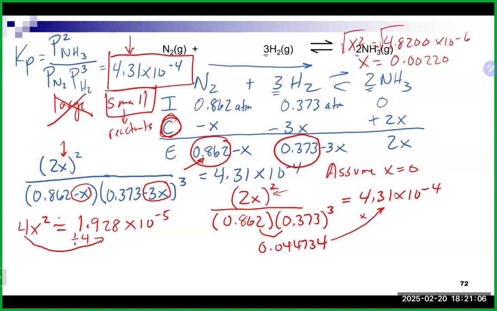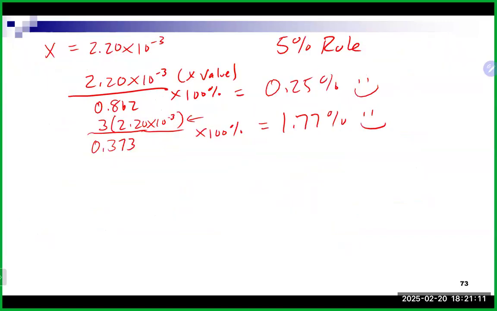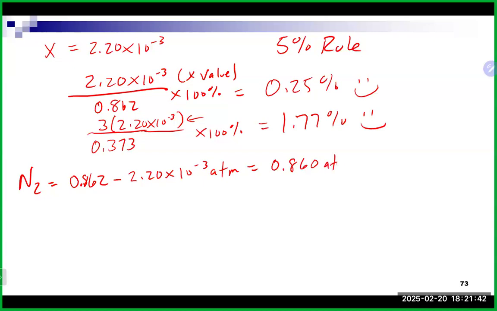So we still need to finish the problem here. Now that we have our x value, we're going to put it back into our equilibrium line. So what's that? That is N2. So our N2 is equal to 0.862 minus our x value there, which is 2.20 times 10 to the minus 3. Remember, these are pressures, so those are atmospheres we're looking at. So 0.862 minus 2.2 times 10 to the minus 3. That's going to get us something like, we'll round it, 0.860 atmospheres.